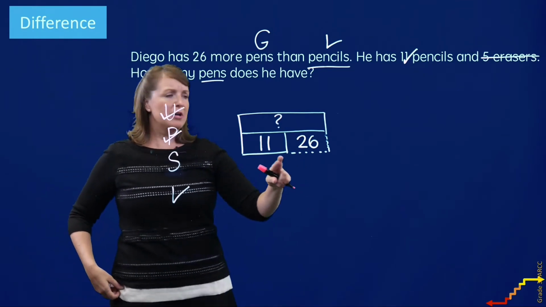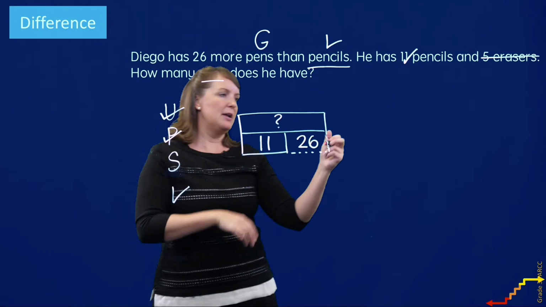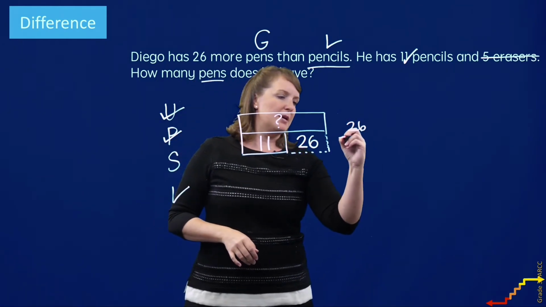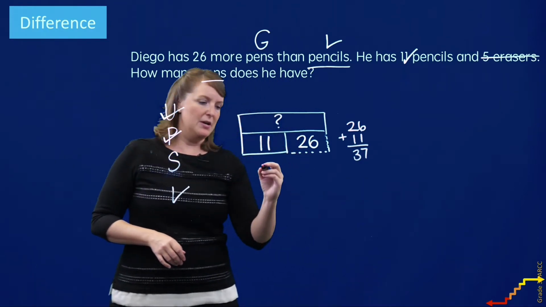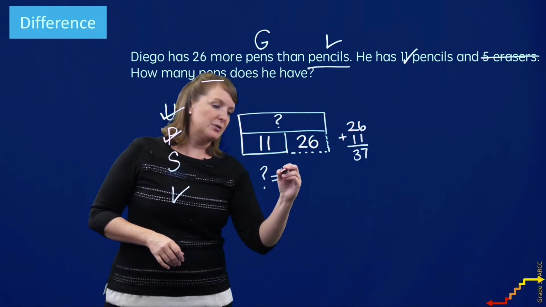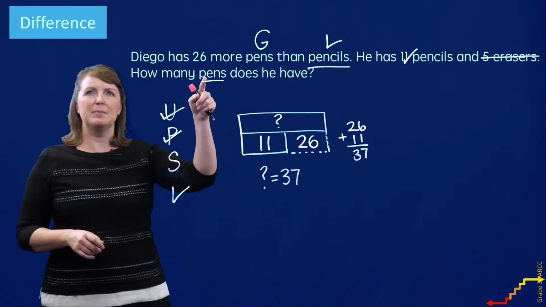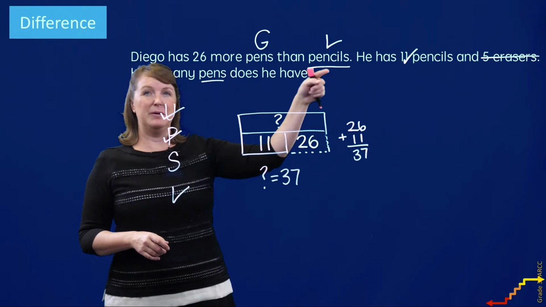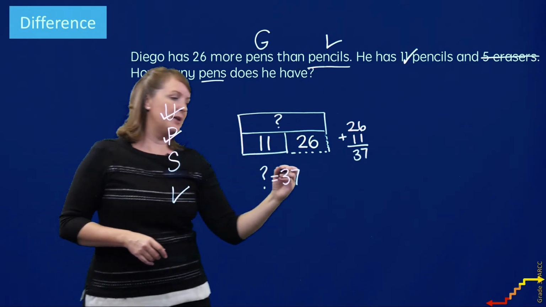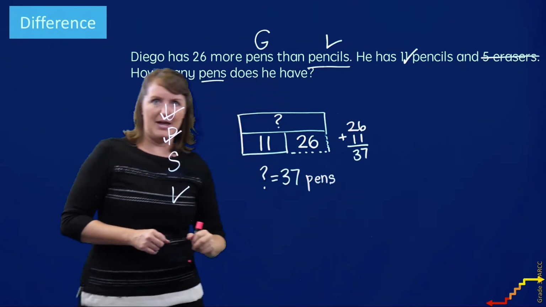Now, how could I solve this problem? I see that I need to add 26 and 11. So I'll do my math right here. 26 plus 11 is 37. So my question mark is 37. And 37 is telling me about what? Is it telling me about the pens or the pencils? Well, I know the lesser amount was the pencils. I was figuring out the greater amount. So Diego has 37 pens.